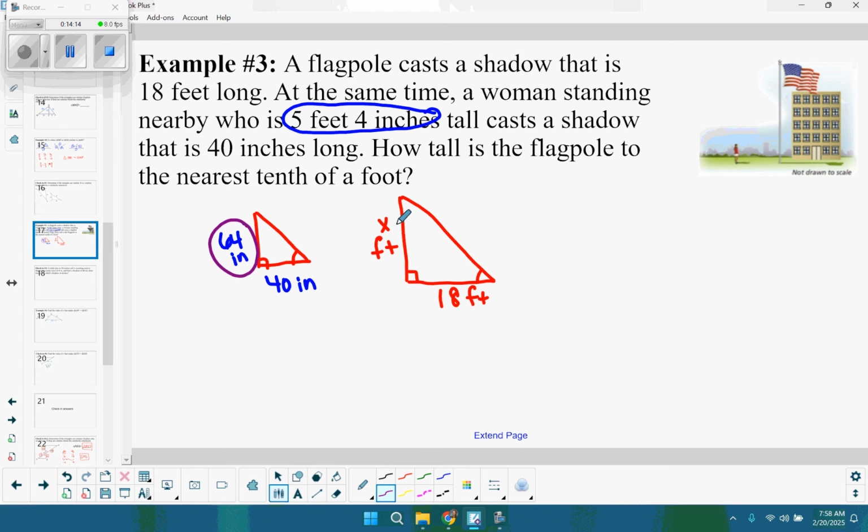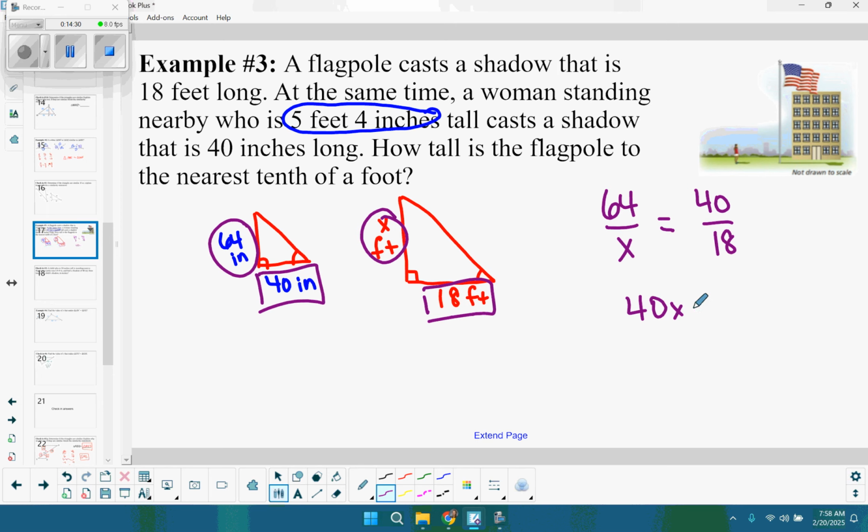So we're going to take height with height, base with base, and we're going to make a proportion. 64 over x is equal to 40 over 18. I'm going to cross multiply this, so 40 times x is 40x, and 64 times 18 is 1,152. And when I divide that by 40, we get 28.8 feet.